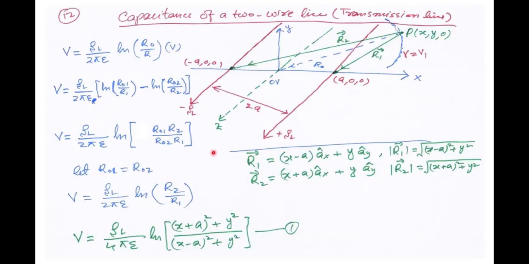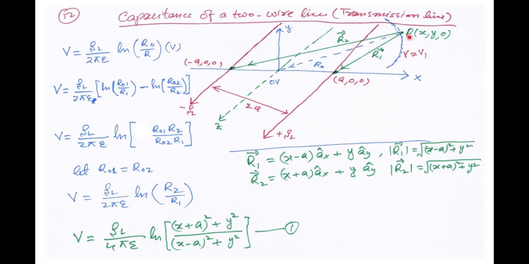Now let us define the capacitance of a two wire line, that is of a transmission line. Suppose we have a line charge having positive line charge density rho L located at x equal to a, and another line charge having line charge density of minus rho L and located at x equal to minus a. There is a plane in between the two line charges which is at x equal to 0 having 0 potential.